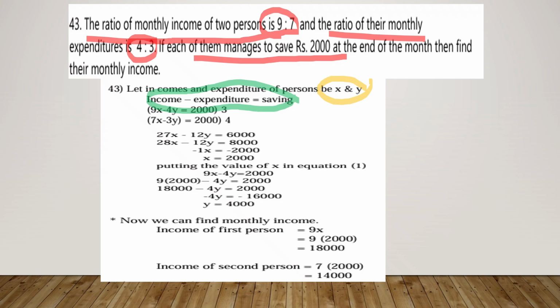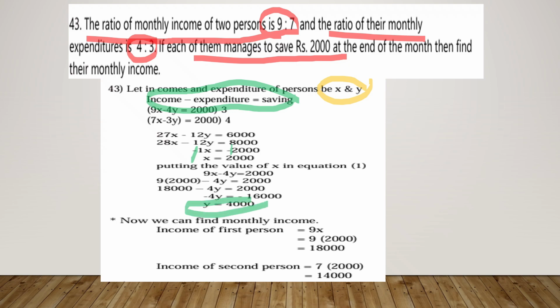Here I am multiplying by 3 and by 4 to balance the equations. If you balance, you will get 27x minus 12y is equal to 6000, 28x minus 12y is equal to 8000. If you subtract, you will get minus x is equal to minus 2000. Cancelling the minus on both sides, you will get x is equal to 2000. Now substitute the value of x in any one of the equations. You will get y is equal to 4000.